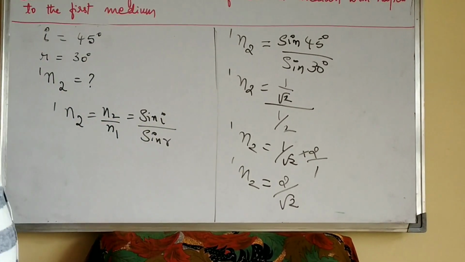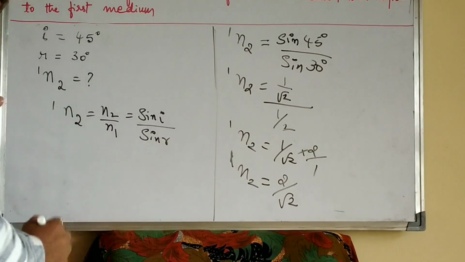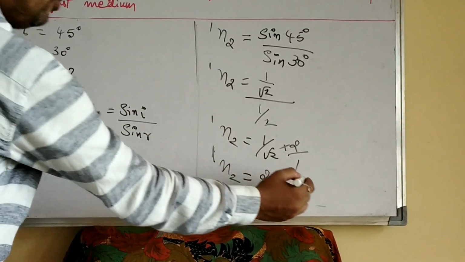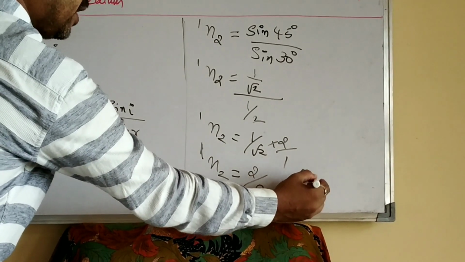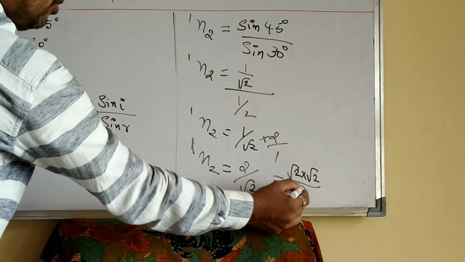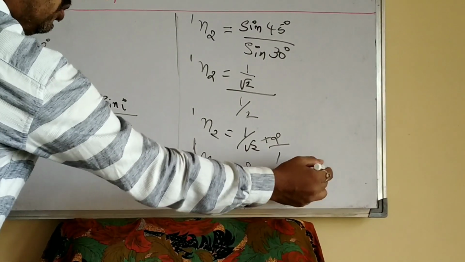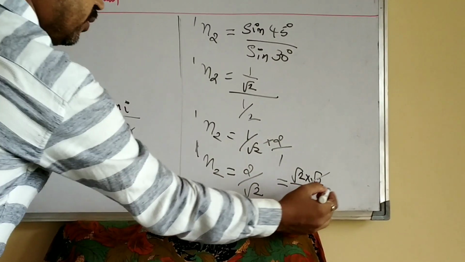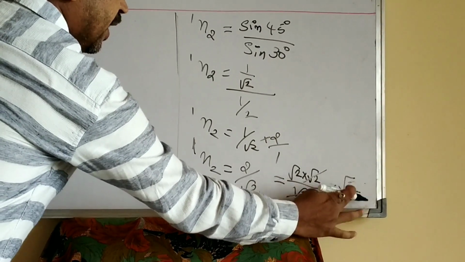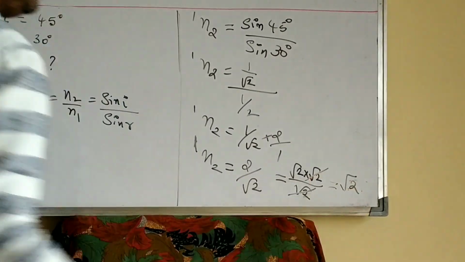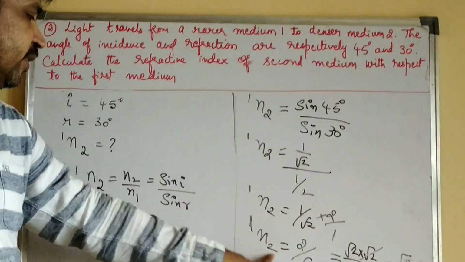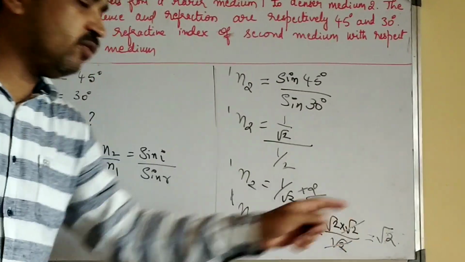Or else you can simplify this further. You can see this numerator 2 can be expressed as root 2 into root 2, divided by the denominator root 2. Then root 2 gets cancelled, so you will get the answer square root of 2. So this is the answer. What is the answer? Square root of 2. So the refractive index of the second medium with respect to the first medium is square root of 2.